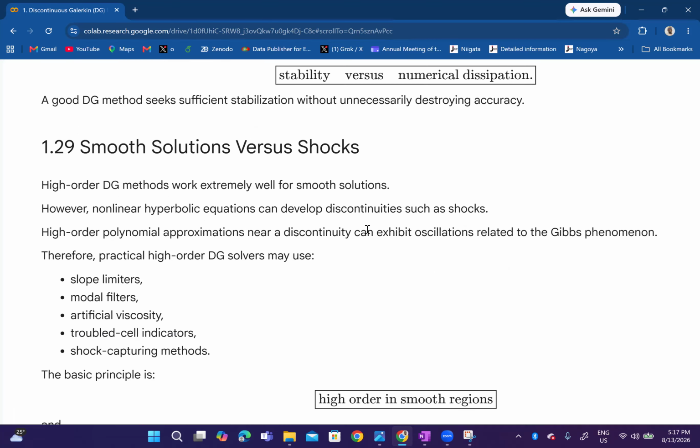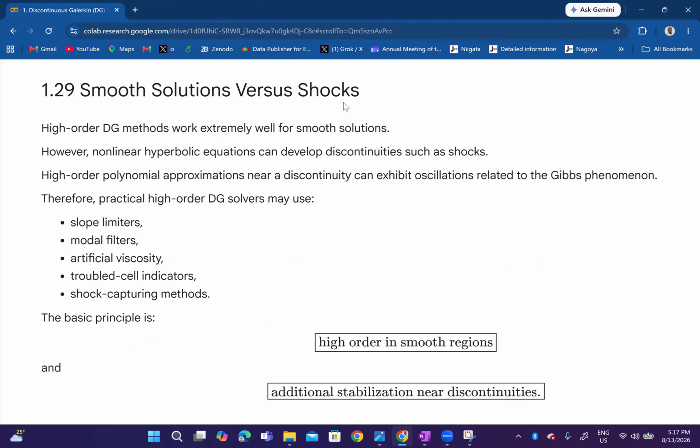Then we have smooth solutions versus shocks. High-order discontinuous Galerkin methods work extremely well for smooth solutions. However, nonlinear hyperbolic equations can develop discontinuities such as shocks, depending on the problem you end up solving. High-order polynomial approximations near a discontinuity can exhibit oscillations related to the Gibbs phenomenon. Therefore, practical high-order discontinuous Galerkin solvers may use slope limiters, modal filters, artificial viscosity, troubled-cell indicators, and shock-capturing methods. The basic principle is this: high order in smooth regions and additional stabilization near discontinuities.